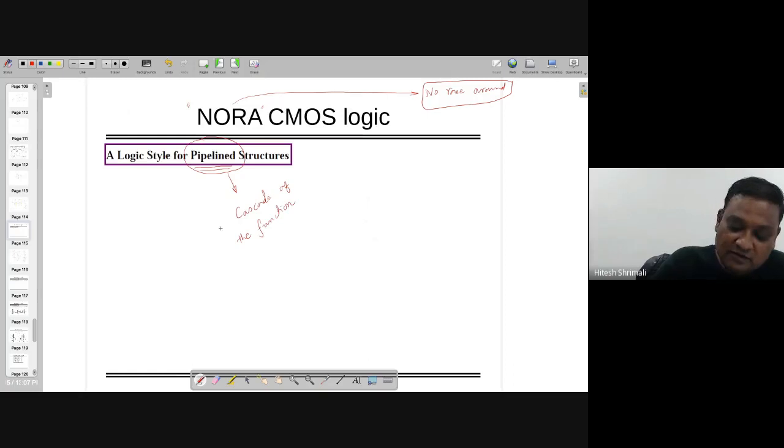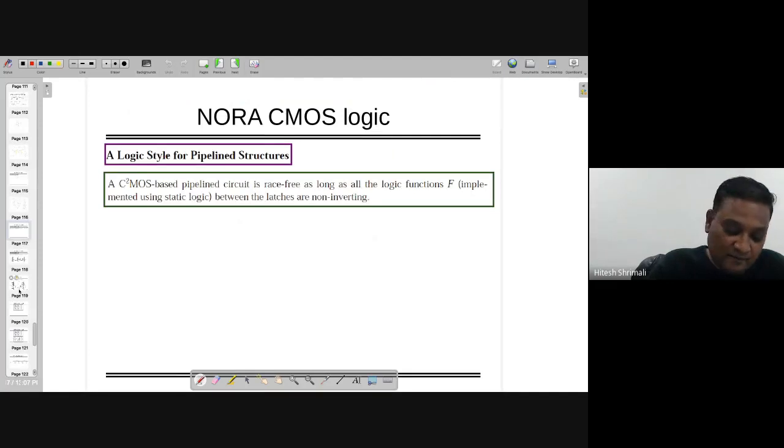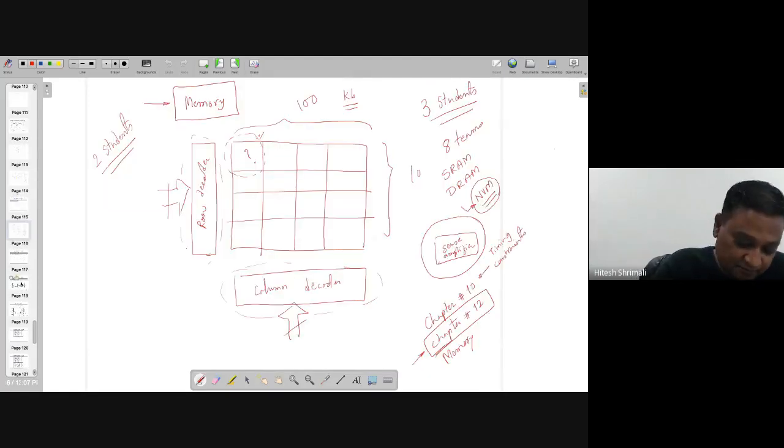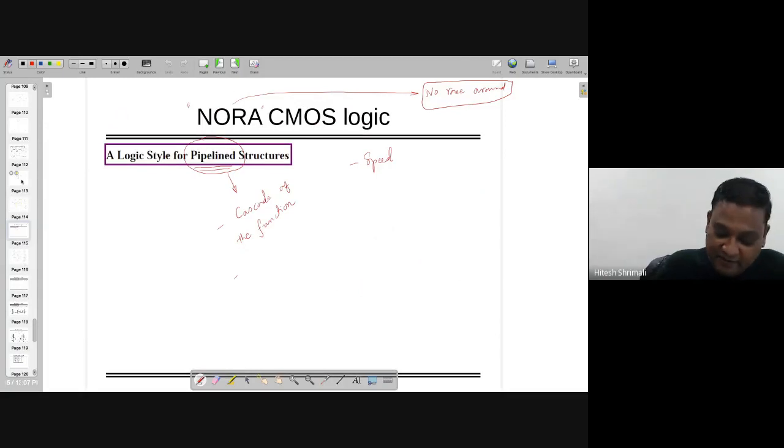So when you are cascading the functions which are running on different clock phases or different clocks, then this pipeline is going to be activated, and this pipeline structure is going to give us an advantage in terms of speed. Or you can say that you can divide the speed wherever it's required on the basis of the number of stages. So this is a very popular thing. However, before going to this, there might be a problem.